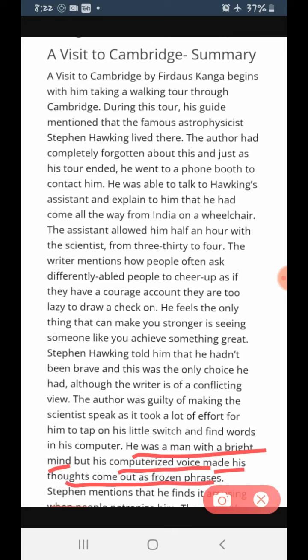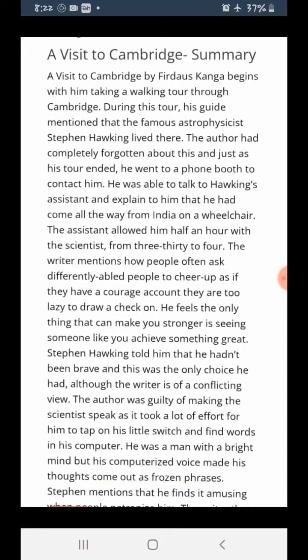That means the words which the chair speaks were not very clear and not very strong, just like we speak. When we speak, we can speak very fluently, or we can express our views very comfortably, whereas when the computer speaks, it doesn't sound so good to the ear, and the author feels that his thoughts come out just like frozen phrases, because it is not he who speaks, but the computerized chair. Clear now?